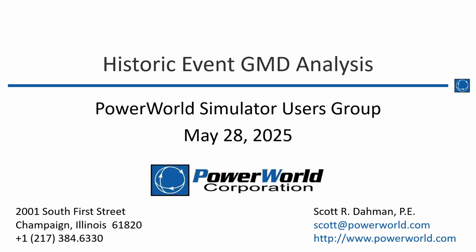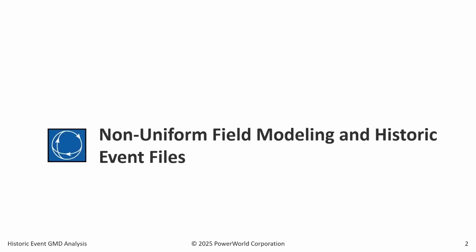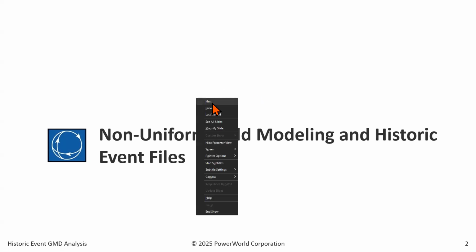The rest of it will be some review of things that we've covered and things that we've posted in our knowledge base before, but hopefully it's useful and it shows how all of it ties together. That's my goal for this session. So I'll talk a little bit first about non-uniform modeling and historic event files and where they can be obtained, and where you can also get near real-time data from the NOAA SWPC.